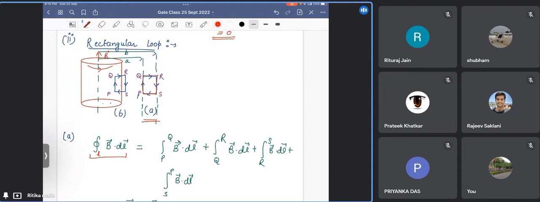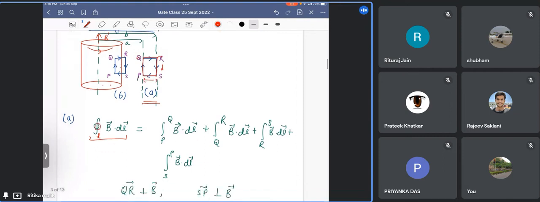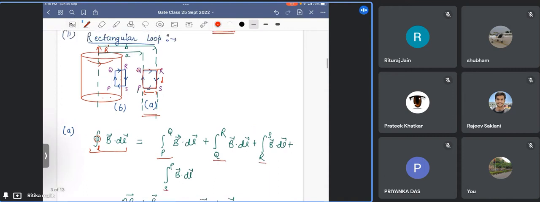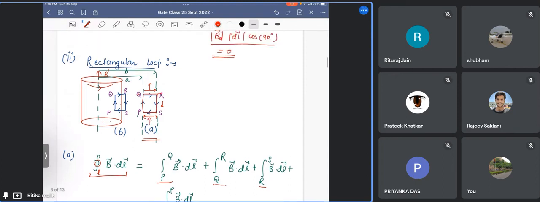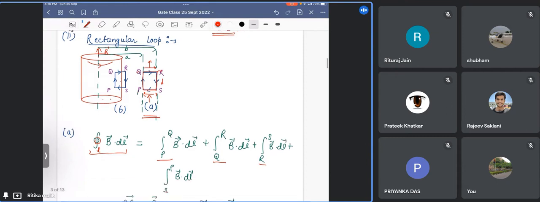So we have to integrate from P to Q, then Q to R, then R to S, and then S to P, and then we will form this closed loop along this line integral. So we will separate this integral into four parts: P to Q, then Q to R, R to S, and S to P. Now, if you look at this Q to R, this is perpendicular to the magnetic field. And similarly, P to S is again perpendicular to the magnetic field, which, as I have told you from this analogy of the circular coil, is in the Z direction.